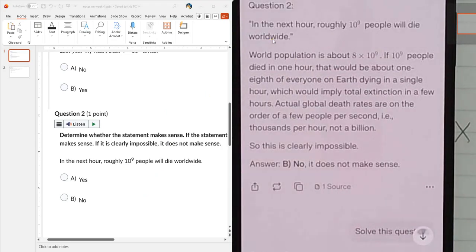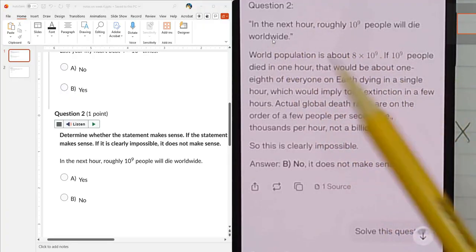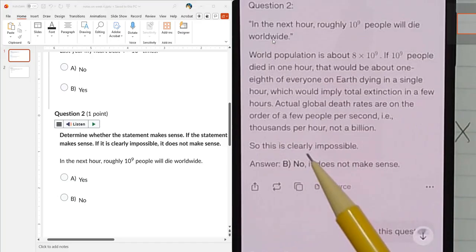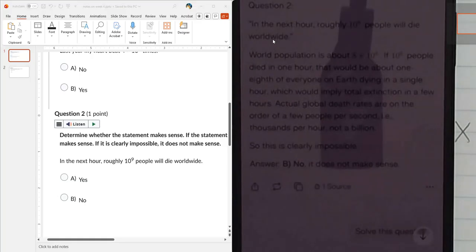Despite the fact of what AI had responded to the question right here. Notice it says, no, it does not make sense, but hey, let's consider total and complete nuclear war, and it's perfectly plausible. Let's talk about dead people.